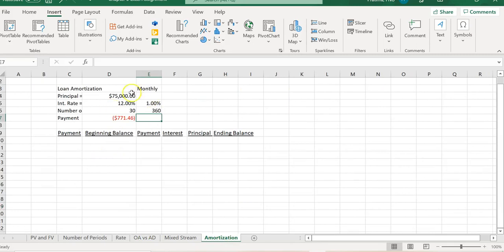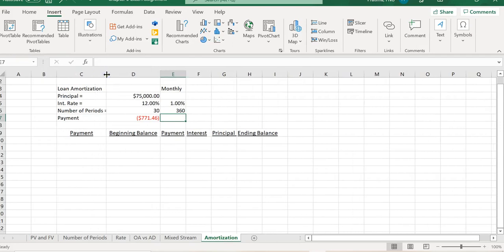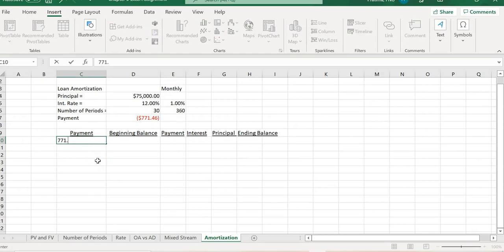We are solving the same problem. And in this amortization, we are trying to see what our interest every month is, how much principal amount we have paid every month. So we have a complete schedule in front of us, and we want to make sure by the end of 360 months it is 0. There would be monthly payments. We already calculated the payment here, which is 771.46. This would be every individual payment.